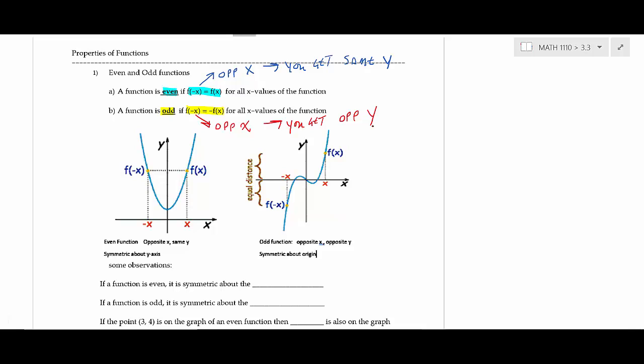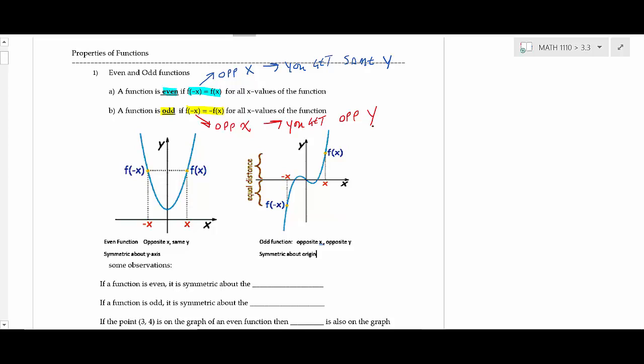So here's kind of the idea. This is what an even function looks like. Basically the idea is something like a parabola. If you have the opposite x, the y's are the same. Okay, that's what that means. Now how is that symmetrical? Y-axis, right? Okay. This is what an odd function looks like.